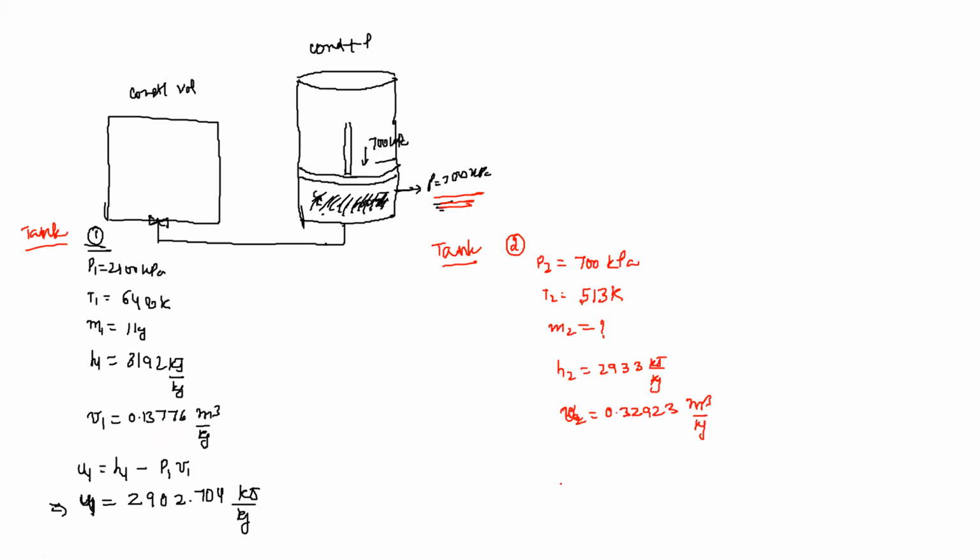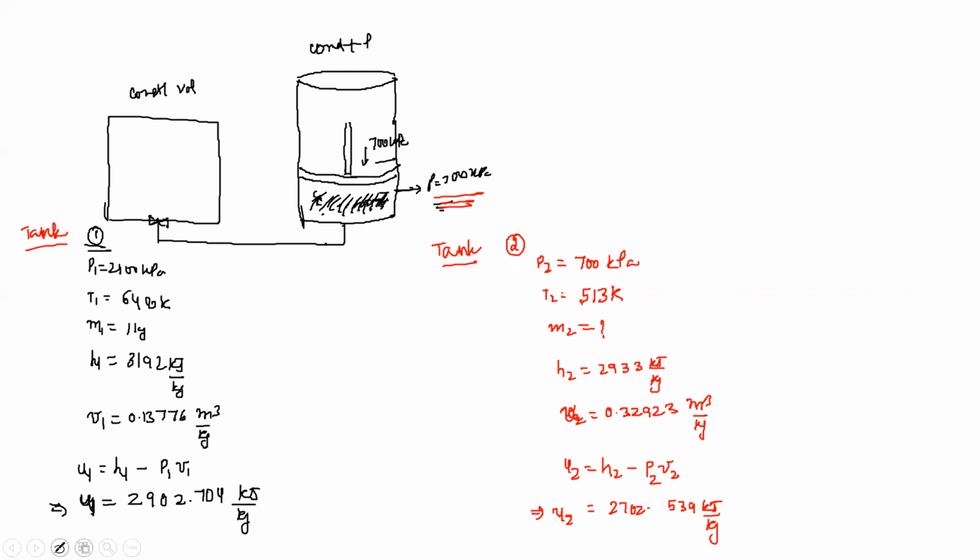So from here, you will get U2 again, H2 minus P2V2. This was P1V1, this is P2V2. So when we solve, we get U2 is equal to 2702.539 kilojoule per kg. This is U2. So now, once we have found U2, we have found the initial and final states.